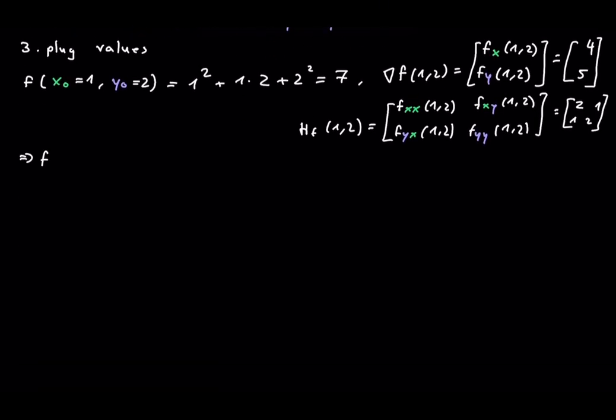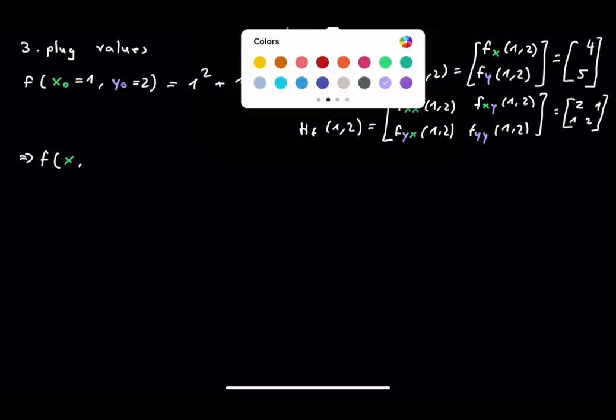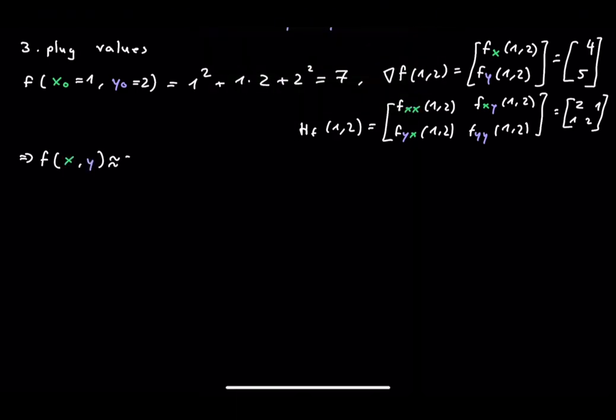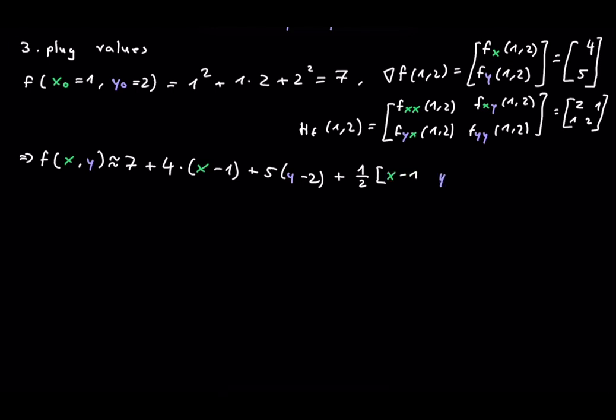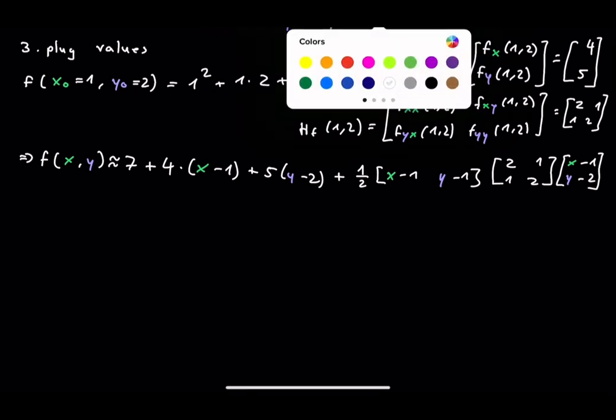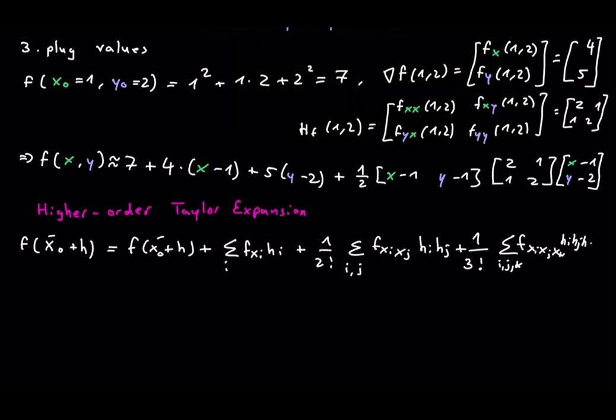Substitute these into the formula, and we get f of x, y approximately equals 7 plus 4 times (x minus 1) plus 5 times (y minus 2) plus 1/2 times [x minus 1, y minus 2] times the Hessian matrix times the column vector [x minus 1, y minus 2]. That's our second order Taylor polynomial at the point (1, 2). If you plot it, the paraboloid fits the original surface almost perfectly near that point. You can go even further.